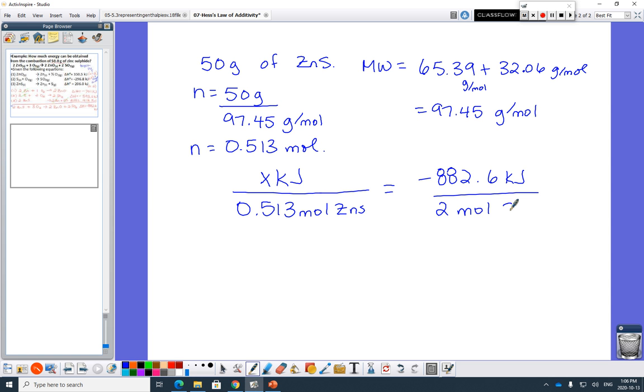Good. Okay, decide what you like, cross multiply, do this divided by this times 0.513. And again, now we have way less than 2, so our number should decrease.